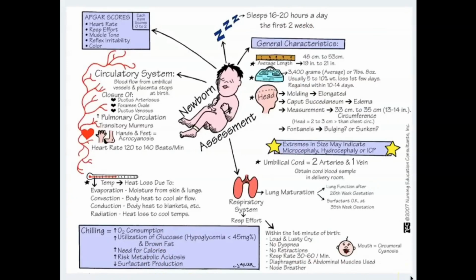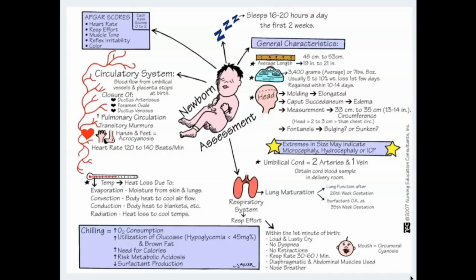So after you've done the APGAR score, then you're going to proceed on to your newborn assessment, getting all the weights and measurements. Typically, newborns lose 5 to 10% of their weight within the first few days, and then that is regained within 10 to 14 days. So you want to make sure you're monitoring the baby's output and their feedings so you can let the physician know. If a baby isn't feeding well or they have poor feedings, then you're going to see more significant weight loss.